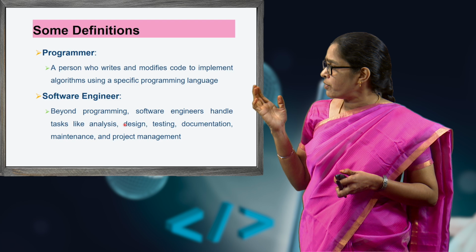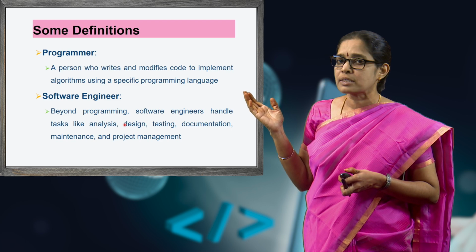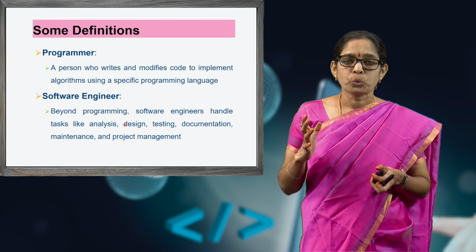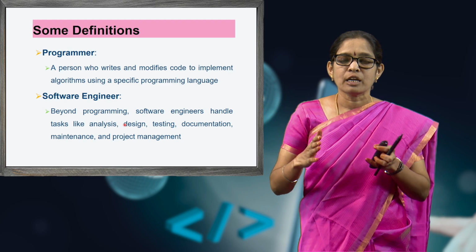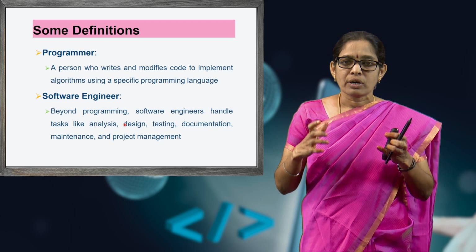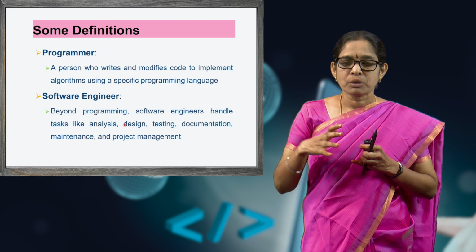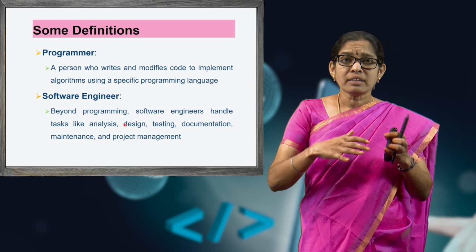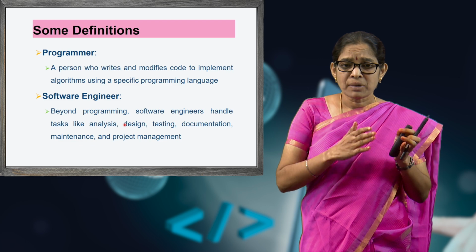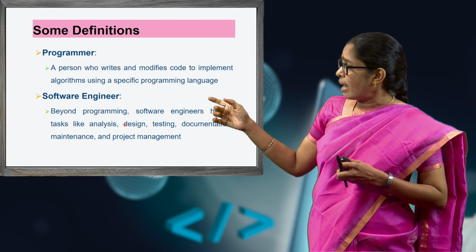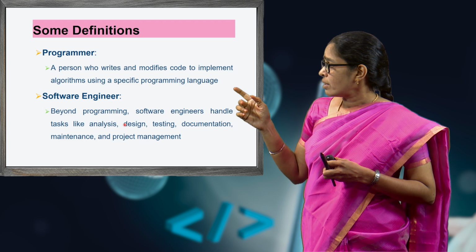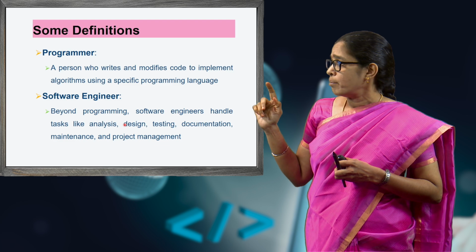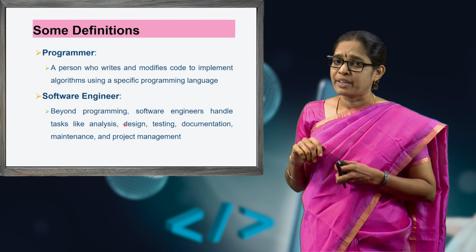Then next, some definitions we often use in software engineering. First one is programmer, a person who is involved in writing and modifying the code by using programming languages. Software engineers, beyond program coding, must handle tasks like analysis, design, testing, documentation, maintenance and project management.